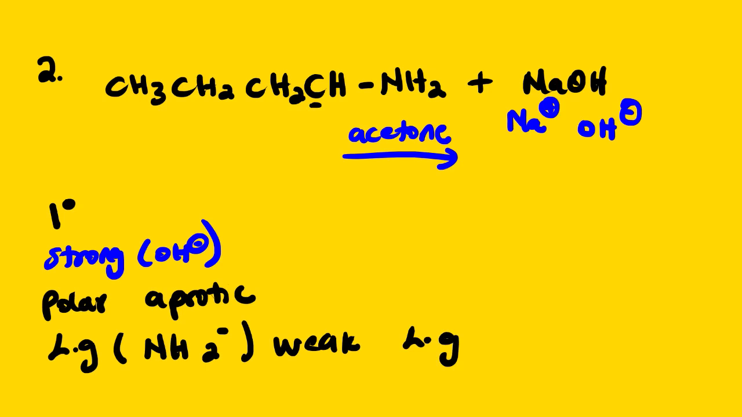Now let us decide. We have a primary, we have a strong nucleophile, we have a polar aprotic solvent, but we have a weak leaving group. In this case, we are not going to have any SN1 or SN2. Though the first three properties favor SN2, you should know that since we have a bad leaving group which will not leave the substrate, we have no reaction.